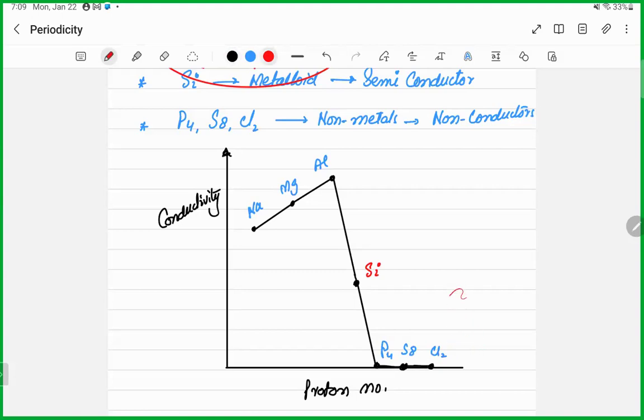ठीक है, सो यहाँ पे मार्क भी कर लेंगे, दे आर बेसिकली नॉन कंडक्टर, इट इज सेमीकंडक्टर, and this is basically metals are the good conductor. ठीक है बेटा, इलेक्ट्रिकल कंडक्टिविटी समझ आया, मैं समझा पाया आपको बेटा? Fine. So you have to think about metal, metallite, and non-metal.